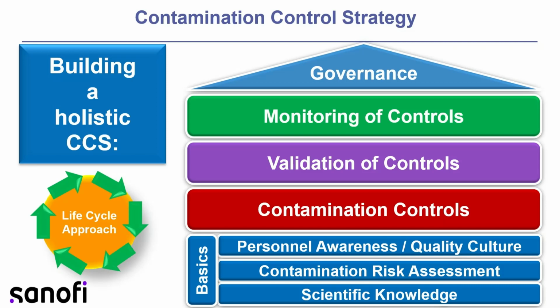The building of a holistic contamination control strategy must involve, first of all, the basics, with personnel awareness and quality culture, also the contamination risk assessment with the tools developed, with the objective to have a scientific knowledge. Three steps must be defined. First of all, the contamination control. Second, validation of control. Third, monitoring of control. All responsibilities must be defined with a governance in a continuous improvement with a life cycle approach.